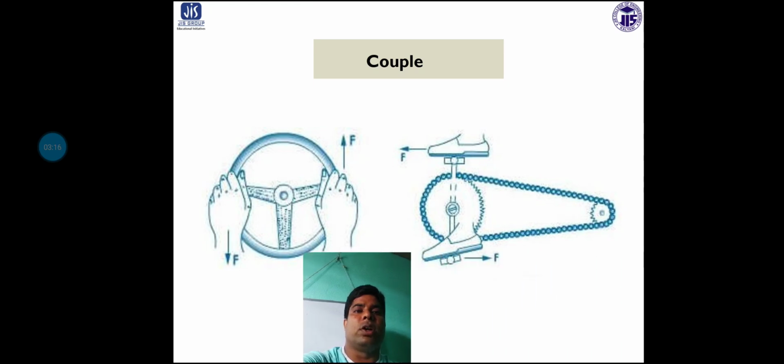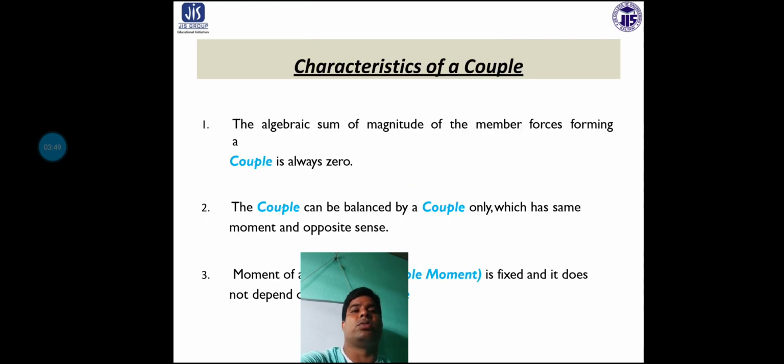And this is the practical application of a couple. If you ride a bicycle and press the pedal, or if you drive a car, in those situations we get a couple.